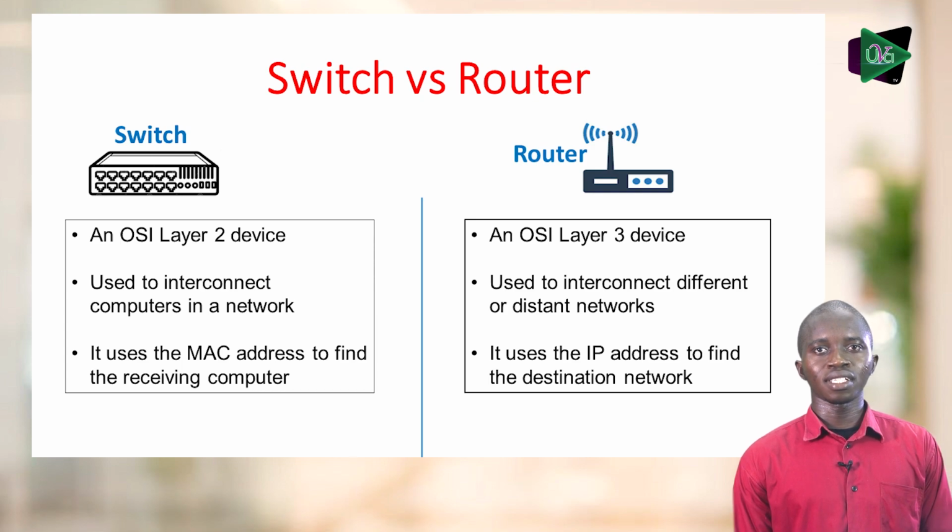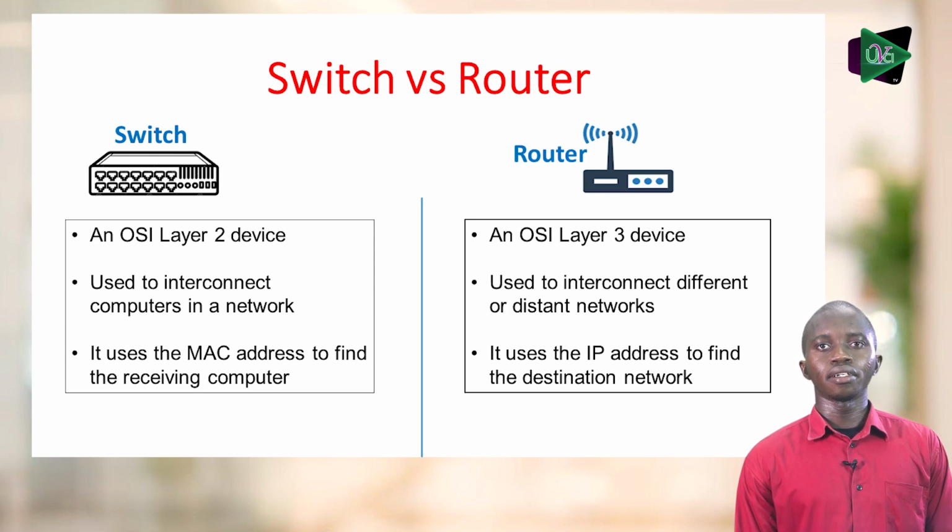And a router is an OSI layer 3 device. Layer 3 is the network layer. There, a router is used to interconnect different or distant networks. Also, a router uses the IP, or Internet Protocol, address to find the destination network.